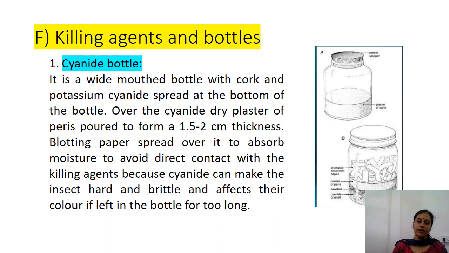Over the cyanide, dry plaster of Paris is poured to form a 1.5 to 2 cm thickness. Blotting paper is spread over it to absorb moisture and avoid direct contact with the killing agent, because cyanide can make the insect hard and brittle and affect their color if left in the bottle for too long.